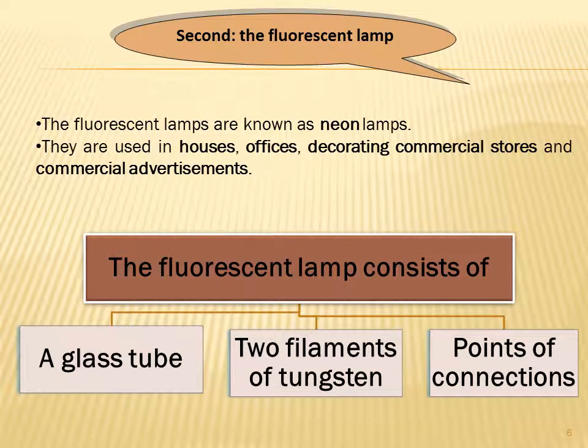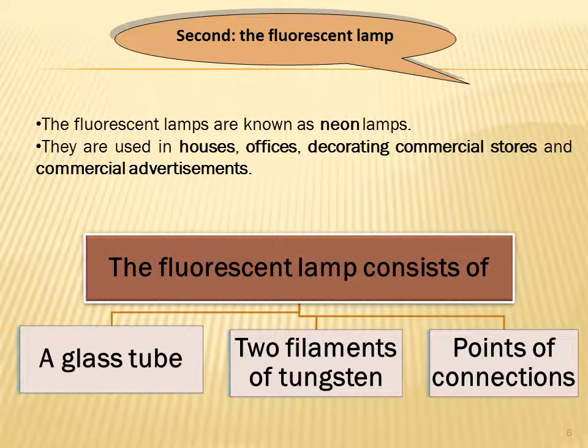The second type of the most popular electric lamps is the fluorescent lamp. Fluorescent lamps are known as neon lamps. Does this mean that fluorescent lamps are filled from inside with neon gas? Actually no, it's just a name. Fluorescent lamps are filled from inside with argon gas, just like the light bulbs.